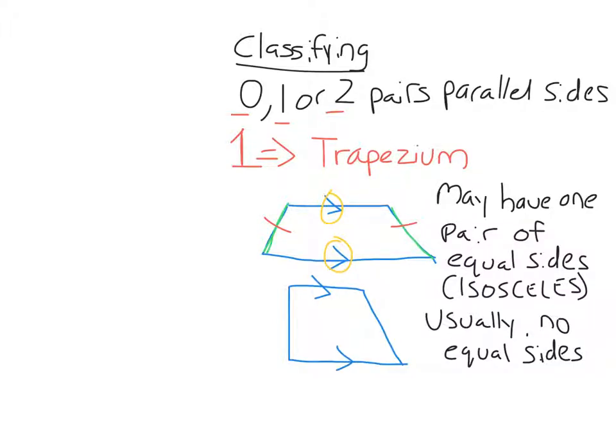So that's what a trapezium is. It is a quadrilateral with one and only one pair of parallel sides. It may have a pair of equal sides. So I'm going to get rid of this. Please pause and copy down if you need.